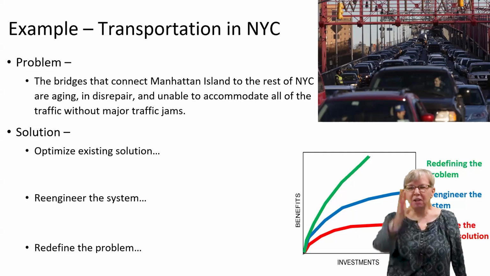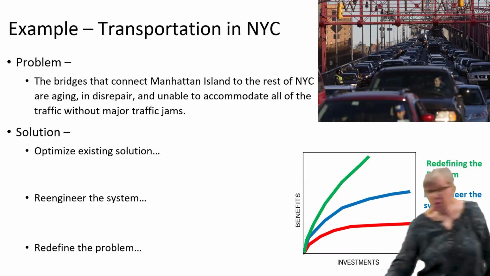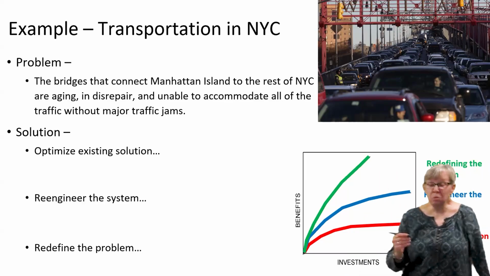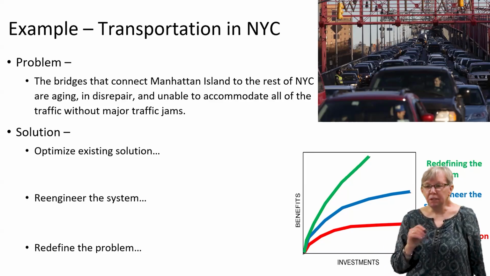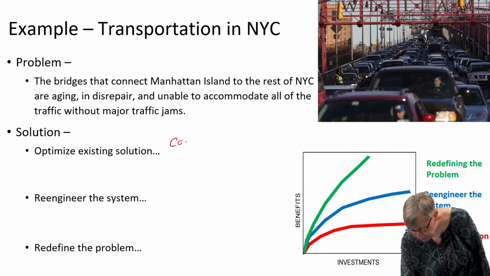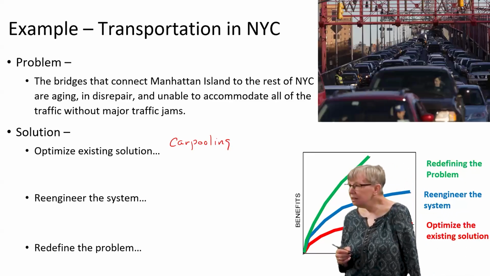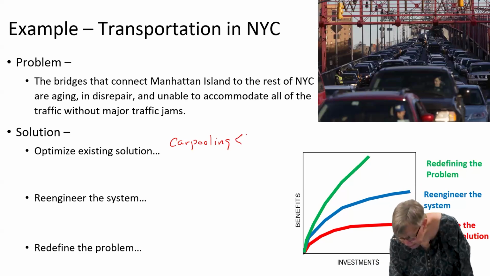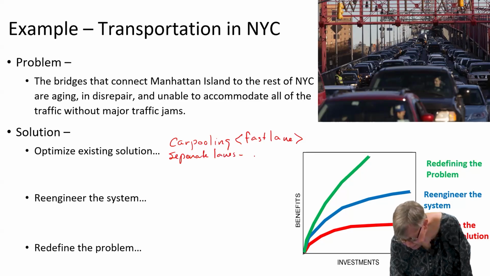Optimizing the existing solution. Carpooling. All right. So maybe it makes fewer cars, right? You move the same number of people. That's the function, to move people. Okay, so carpooling is a great example. Any other? Giving them a fast lane. Okay. We can provide separate lanes for public transport within the road. Separate fast lanes.